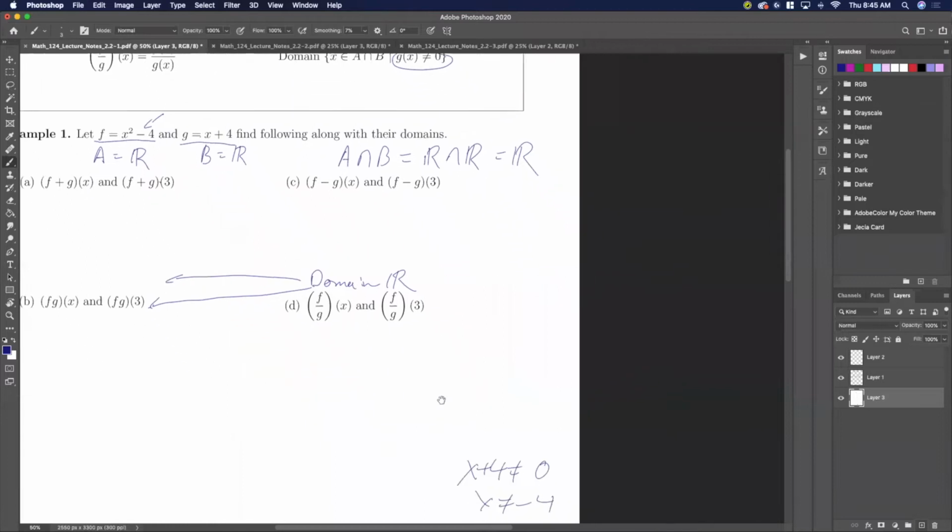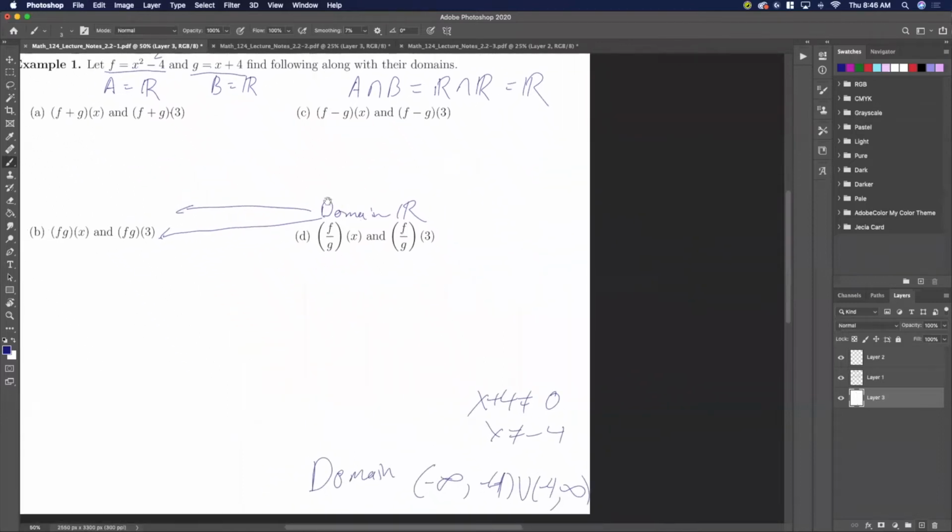This algebra function here cannot divide by g when g is 0. Let me be very clear on that. And so when is g equal to 0? Well, when x is equal to negative 4. So I have to throw away negative 4. So it's all real numbers except for negative 4, and that's just how you write that.